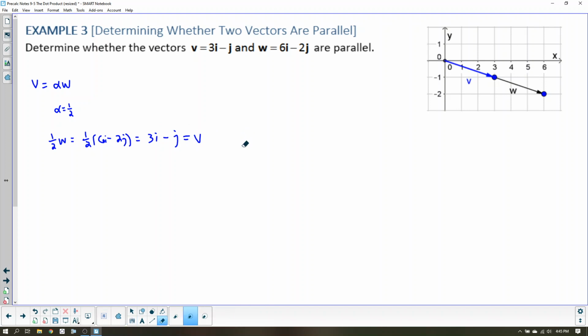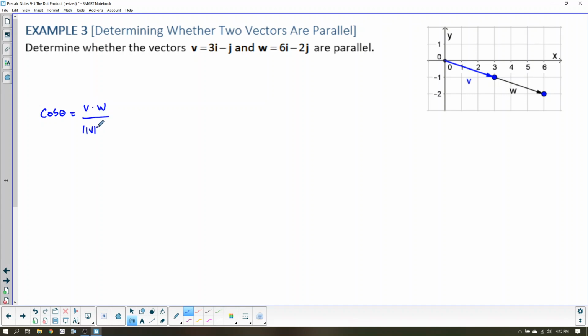Okay, so that's fine, but sometimes that might not work well. Another option, you may not readily be able to see what alpha is. So the other option would be to look at the cosine of theta, cosine of the angle between them. Well, we know that that's v dot w over the product of their magnitudes. So let's just do all of that here.